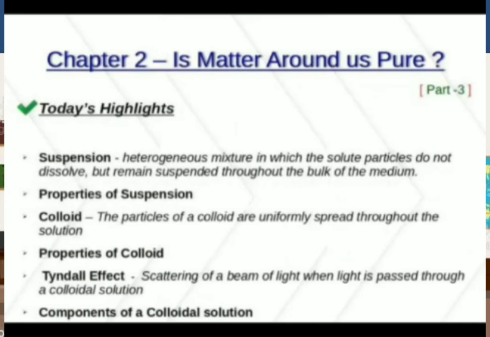So in today's class we discussed suspension. What is suspension? A heterogeneous mixture in which the solute particles do not dissolve but remain suspended throughout the bulk of the medium. Then the properties of suspension. Then we studied colloids. The particles of colloids are uniformly spread throughout the solution. Then the properties of colloids, Tyndall effect and components of colloids. These are the topics we discussed today.